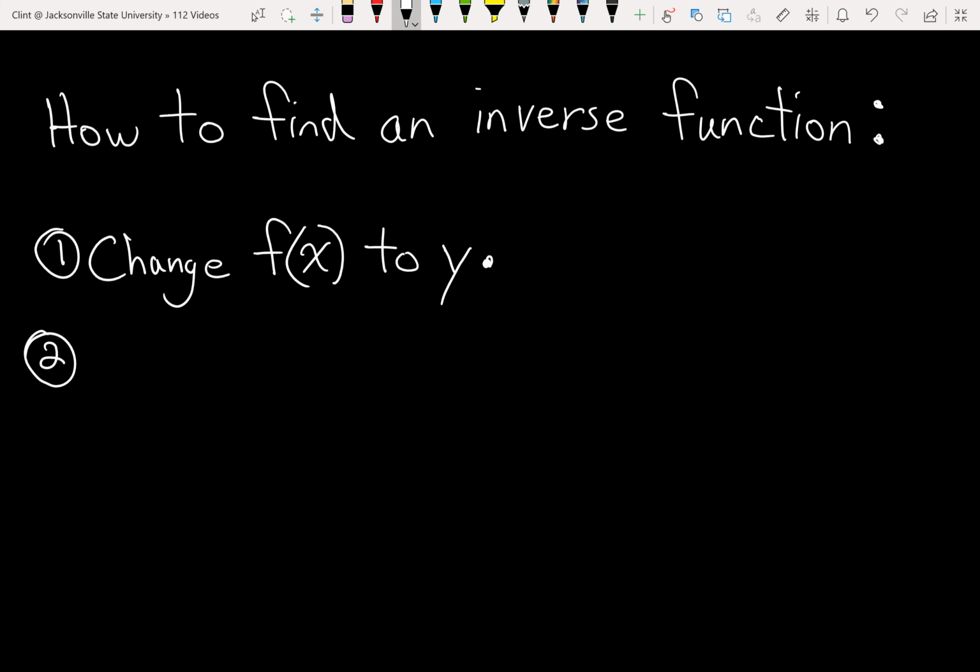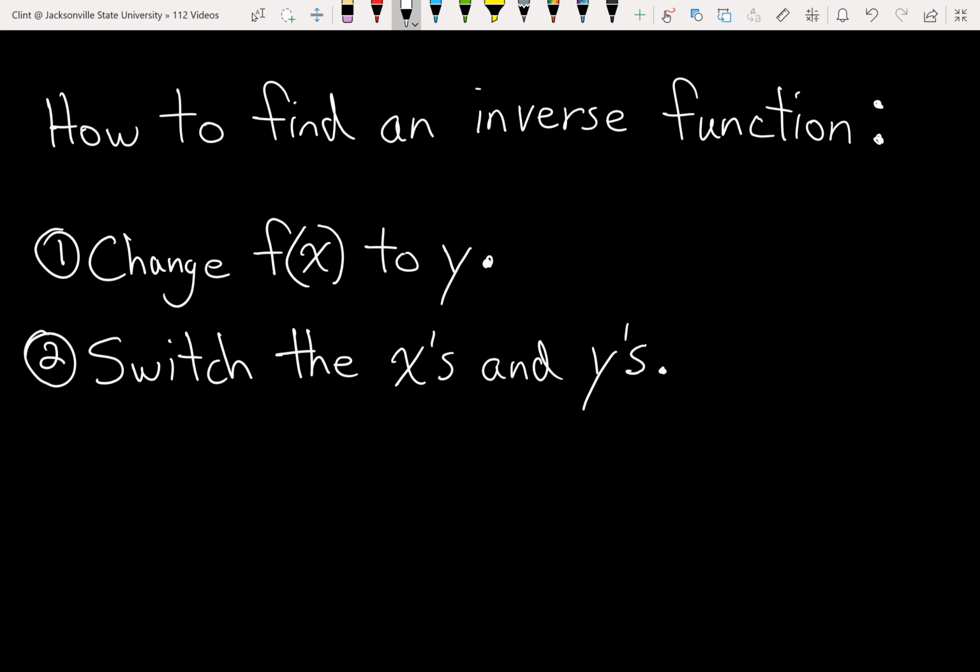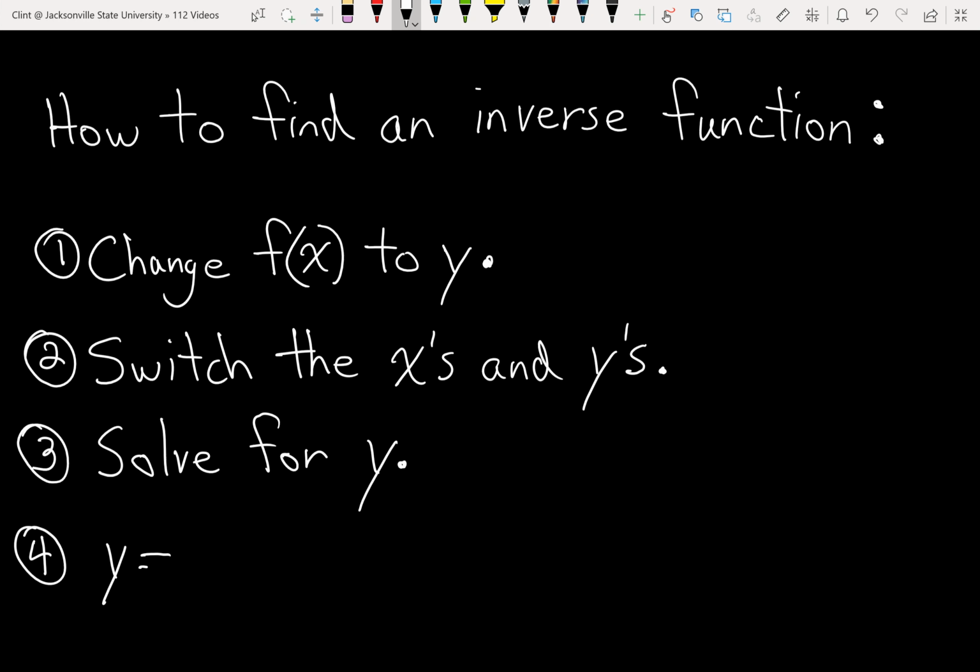Step 2, okay, we're going to switch in our equation the x's and y's. Okay, so wherever there's an x, we put a y. Wherever there's a y, we put an x. Step 3, we're going to solve for y. And when we do that, y equals our inverse after we solve for y.